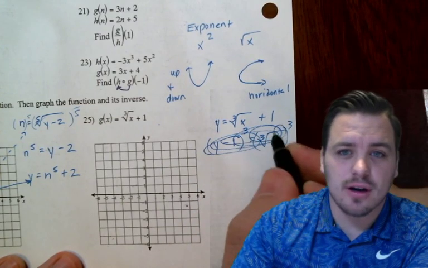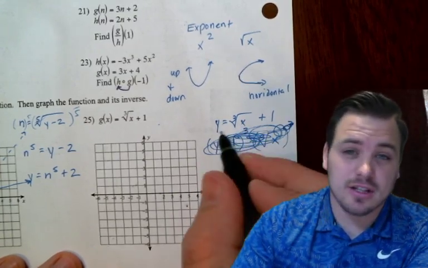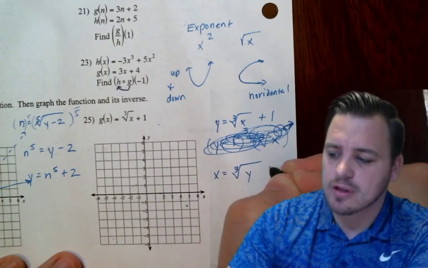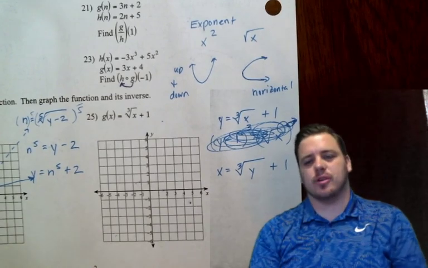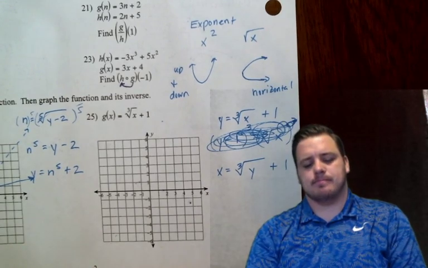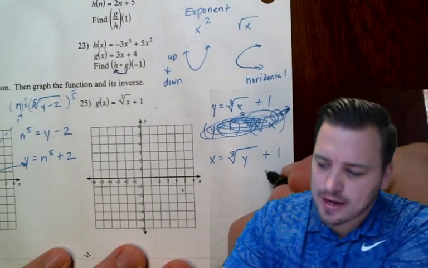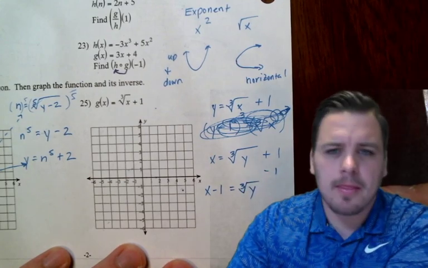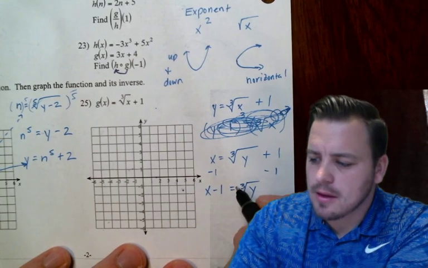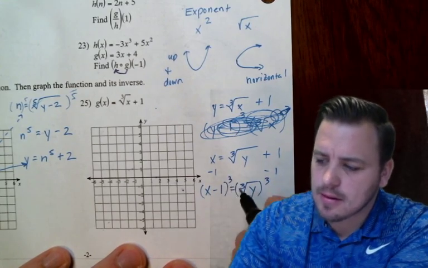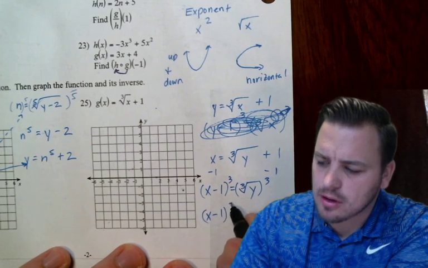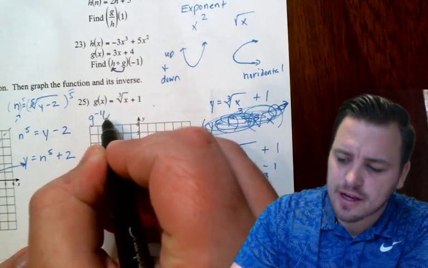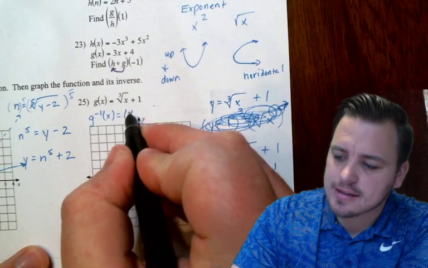Actually, sorry, I didn't switch them. Sorry, getting ahead of myself, trying to finish. So you got to switch them. Don't forget to switch them, okay? So x equals the cube root of y plus 1. Sorry about that. You got to switch them first. And then subtract our 1. x minus 1 is equal to the cube root of y. Then cube both sides. And I get x minus 1 cubed equals y. So the inverse of g of x is equal to x minus 1 cubed.